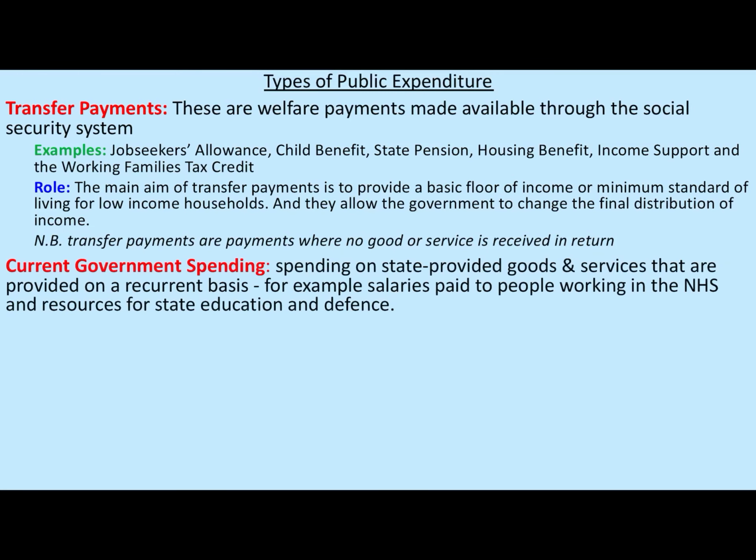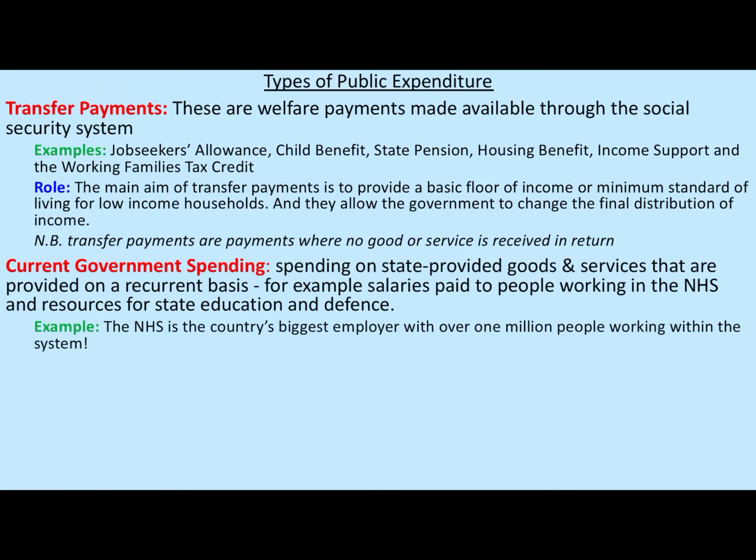We then look at current government spending, and that's spending on state-provided goods and services that are provided on a recurrent basis, i.e. these are ongoing every year. These could be the salaries paid to people working for the NHS and resources for state education and defence. The NHS, for example, is the country's biggest employer with over 1 million people working within the system. That whole industry, that whole business, as it were, is funded by current government spending, where the money for that comes from our taxes and other forms of government revenue.